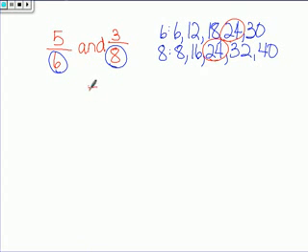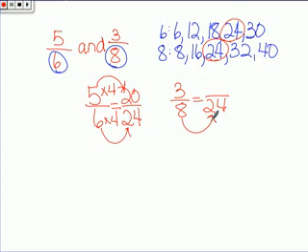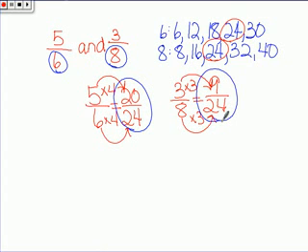So I'm going to change both of my fractions into something over 24. So I've got 5/6 equals something over 24, and 3/8 equals something over 24. So 6 times 4 is 24. 5 times 4 is 20. 8 times 3 is 24. 3 times 3 is 9. So my two new fractions are 20/24 and 9/24.